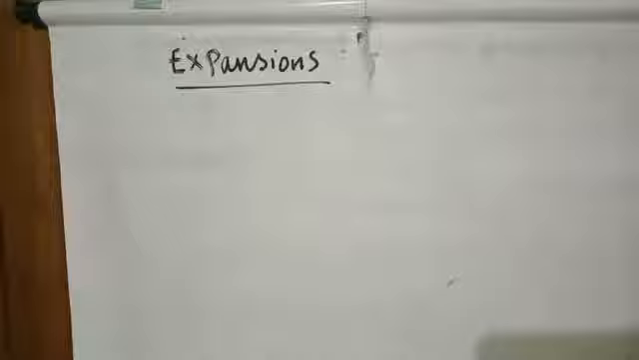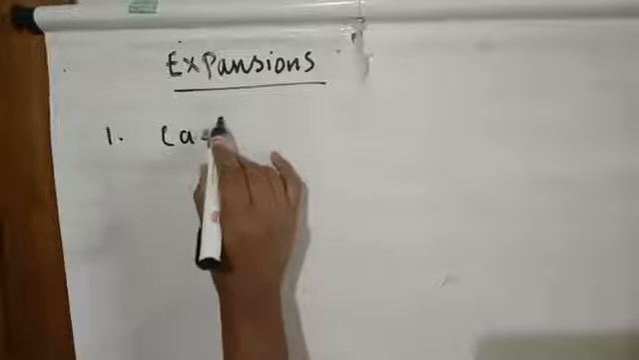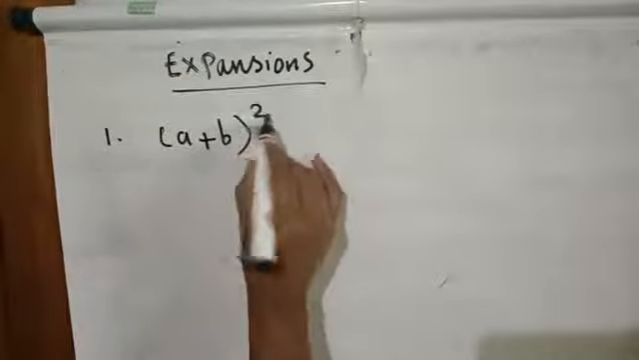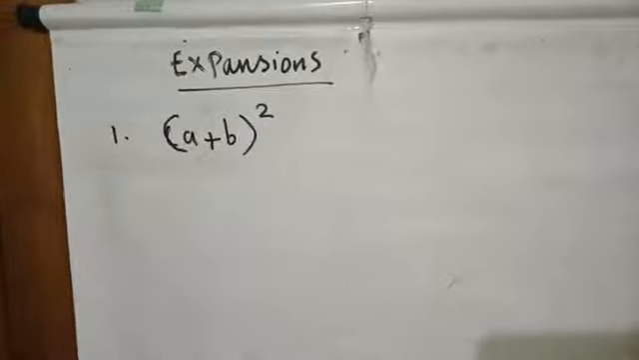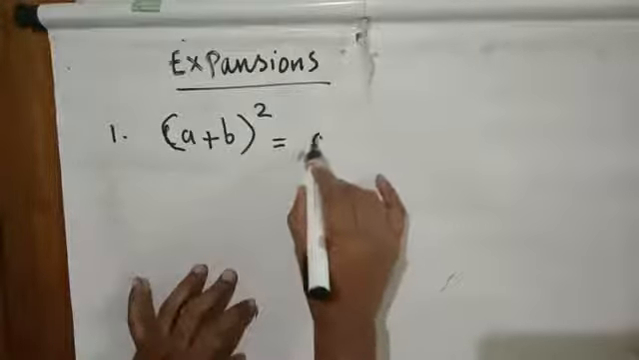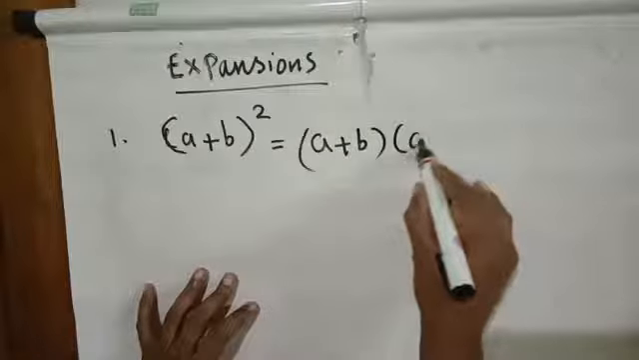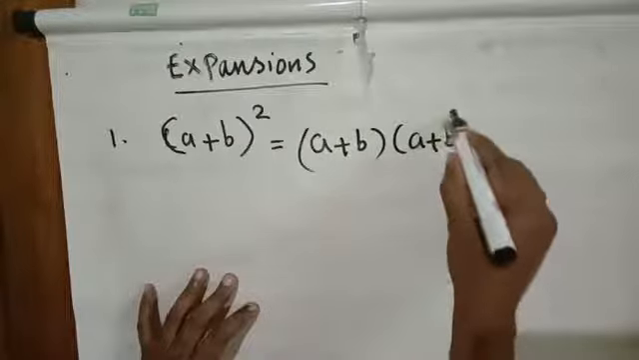What is the first expansion? The first expansion is a plus b the whole square. A plus b the whole square means 2 times, a plus b 2 times. That is a plus b into a plus b.